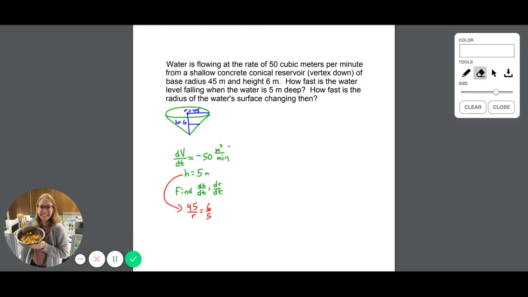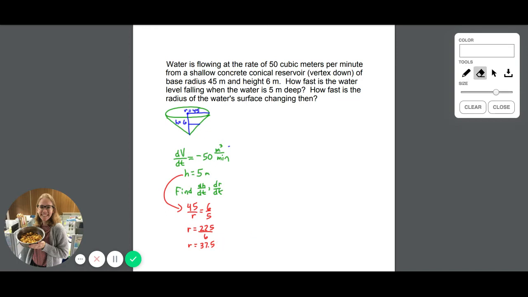When the height is 5, we can use this proportion to find the radius. So we'll solve for the radius. This ends up being 45 times 5, so we're just cross multiplying here. 45 times 5 equals r times 6. Then 45 times 5 is 225, divided by 6. So we find that when the height is 5, the radius is 37.5 meters.